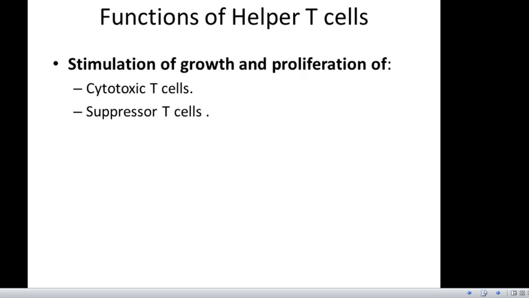The other function of helper T cells is the stimulation of growth and proliferation of both cytotoxic T cells and suppressor T cells. The lymphokine interleukin 2 has an especially strong stimulatory effect in causing growth and proliferation of both cytotoxic and suppressor T cells.